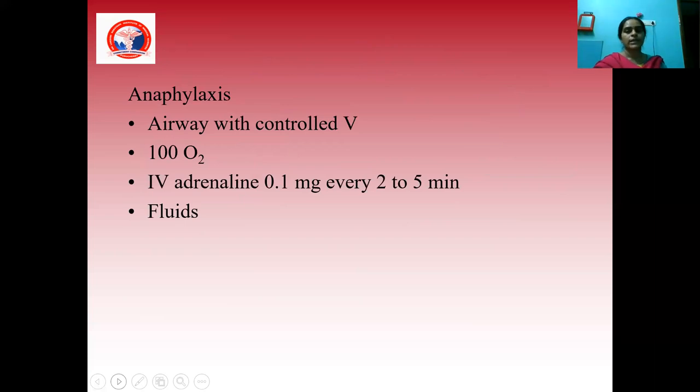For anaphylaxis, airway with controlled ventilation should be done. Patient is supplied with 100% oxygen, and IV adrenaline 0.1 milligrams is administered every 2 to 5 minutes. And adequate fluid should be given.